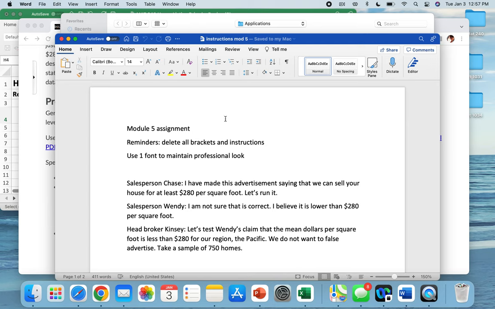Okay, this is the Module 5 assignment. Just a couple reminders: delete all your brackets and instructions, and use one font to maintain a professional look.